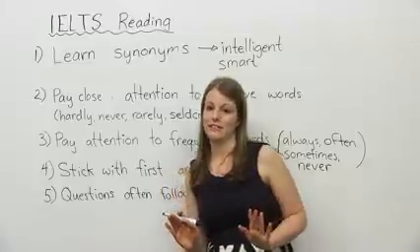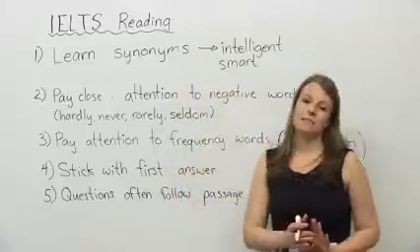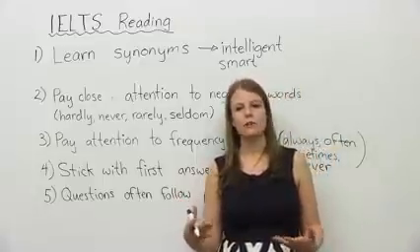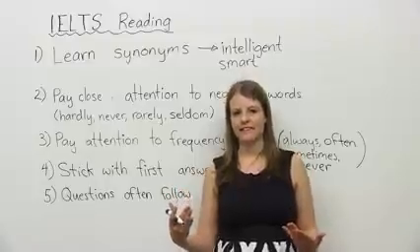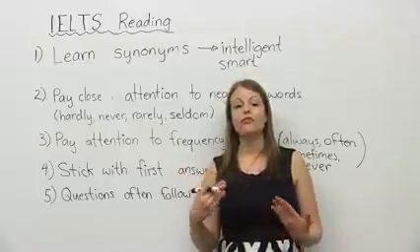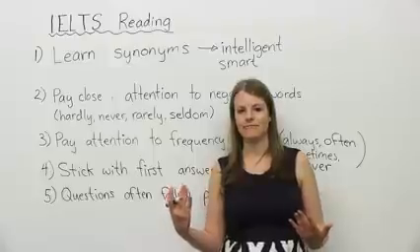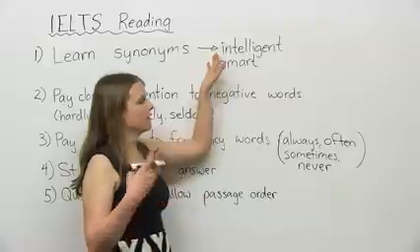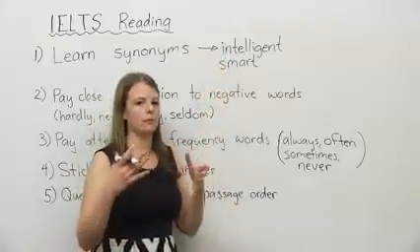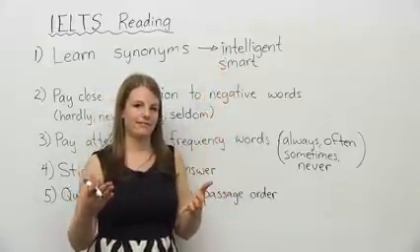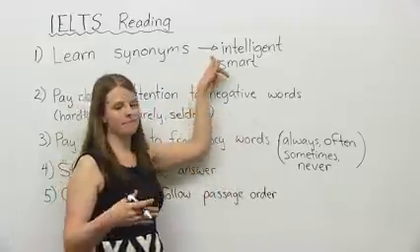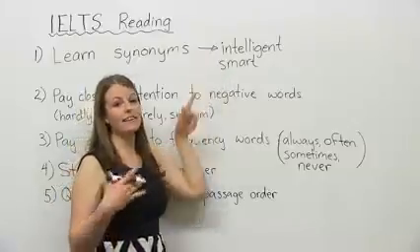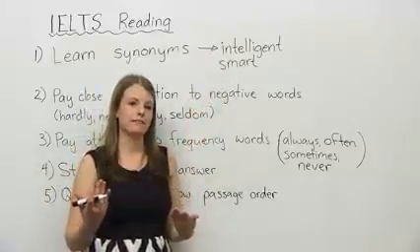So let's get started. My very first tip is very important. When you're practicing, when you're preparing for the IELTS, one way to prepare is to start learning synonyms. Now, what's a synonym? A synonym is a copy of another word, where the meanings are the same, but the words are different. So, an example, intelligent and smart. These are synonyms. They have the same meaning, but they're different words.